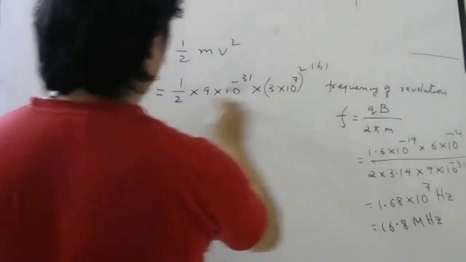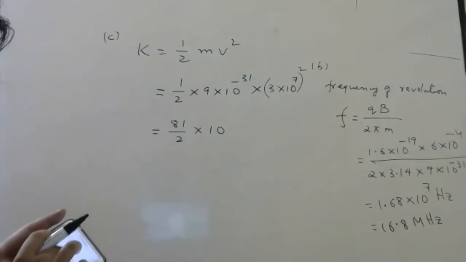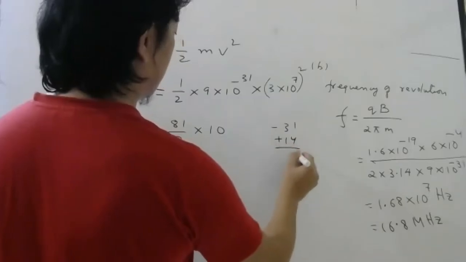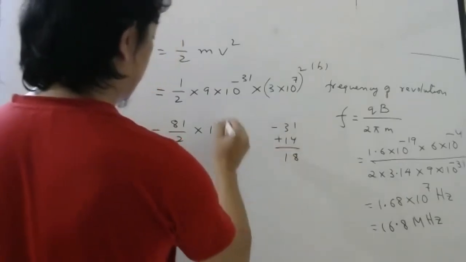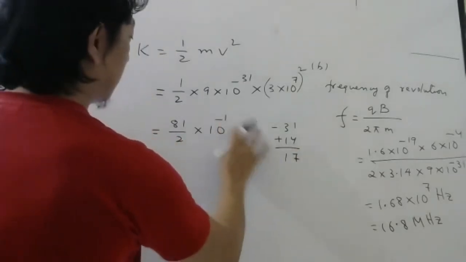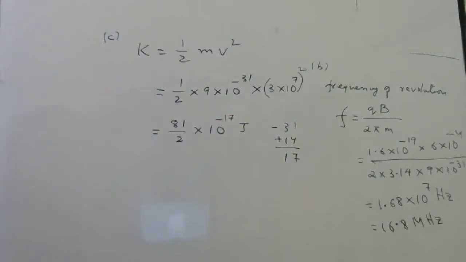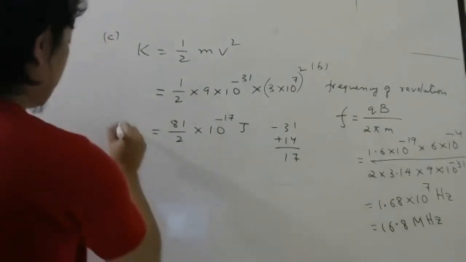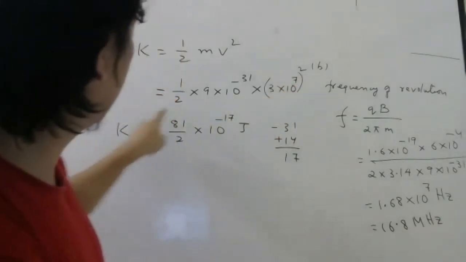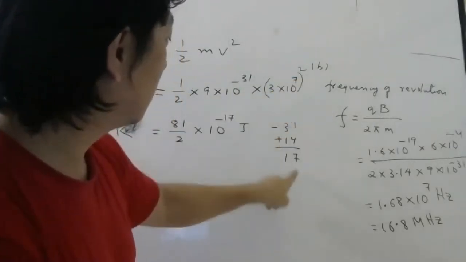So 3 square is 9. 9 nines are 81 by 2 into 10 to the power, 10 to the power how much? Minus 31 plus 14, that is minus 17 joules. So this is the kinetic energy, and this is in joules. 3 3s are 9, 9 9s are 81 by 2, 10 power minus 31, 10 to the power 7 square is 10 power 14. So minus 17.